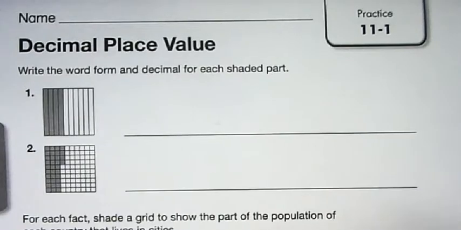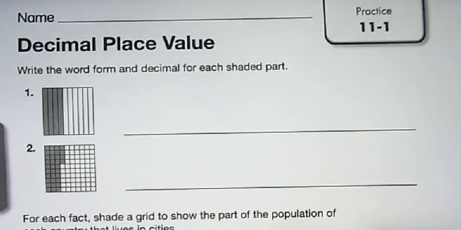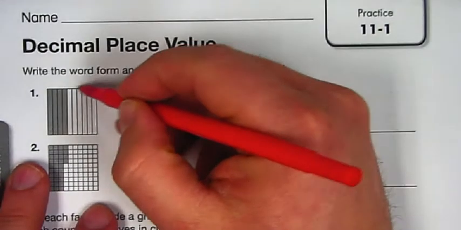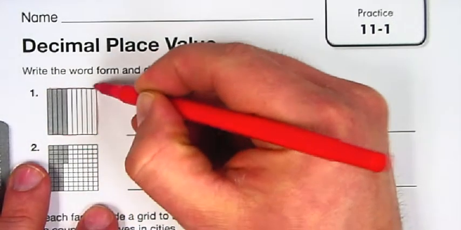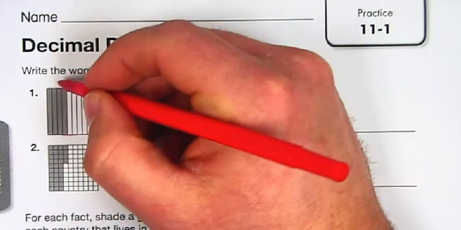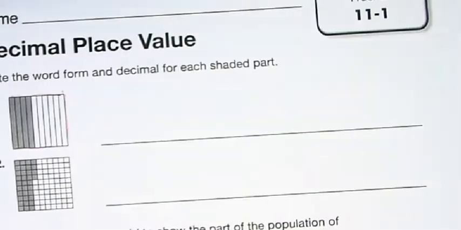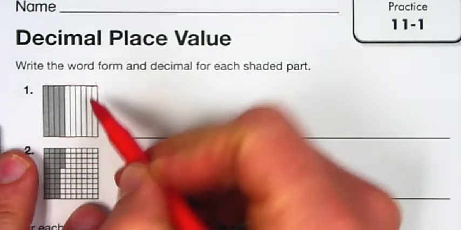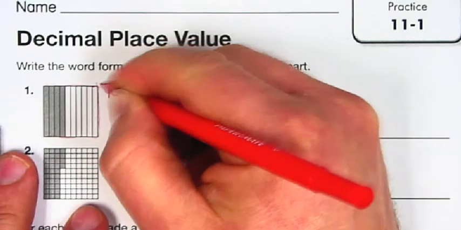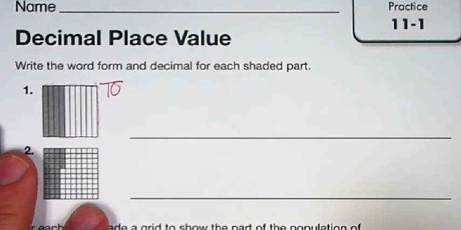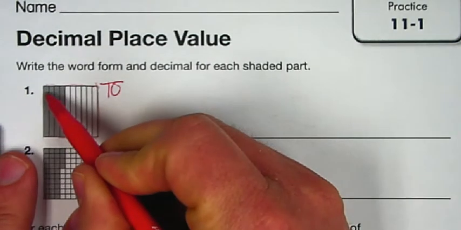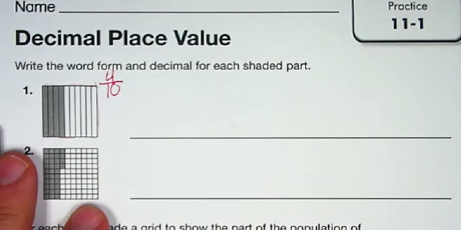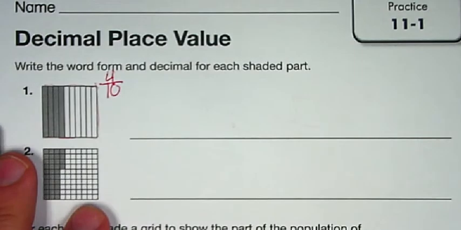Now for your homework tonight, you're going to write the word form and the decimal for each shaded part. So this is a whole right here. And as you can see, if we were to count this, it's broken into 10 equal pieces. And 1, 2, 3, 4 of those pieces are shaded. So 4 tenths of that is shaded, but we have to write that as a decimal.